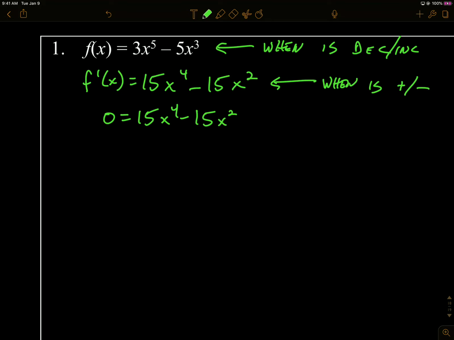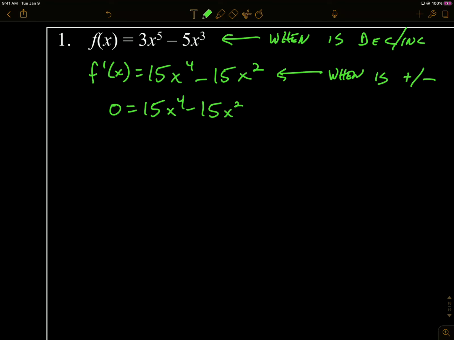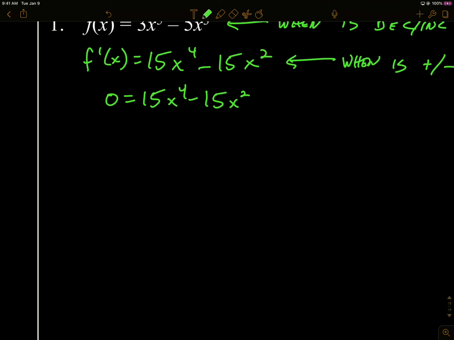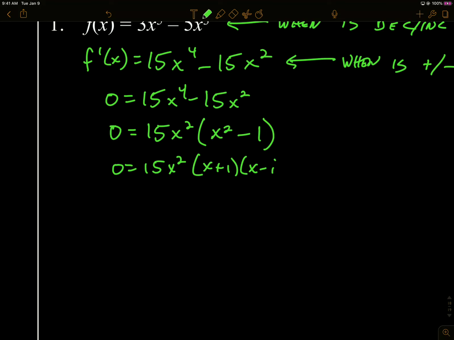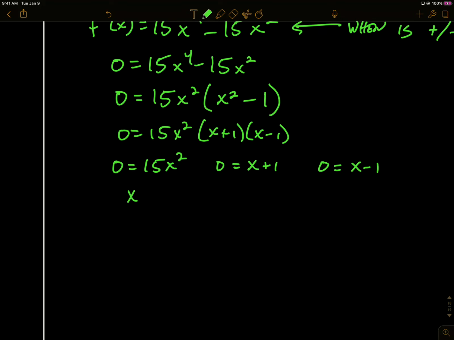My pencil's dying again. Okay, so when is the derivative neither positive nor negative? When the derivative is equal to 0. So to solve this, I'm going to factor out a 15x squared. So I get x squared minus 1. Can factor further. By the zero product property, if a product equals 0, then each factor must equal 0. I solve those, I get x equals 0, x equals negative 1, and x equals 1.